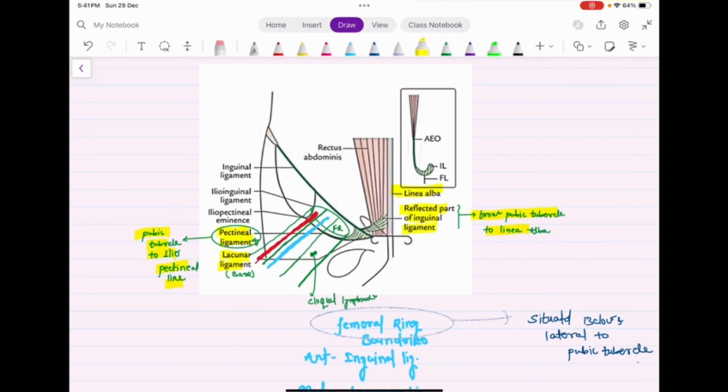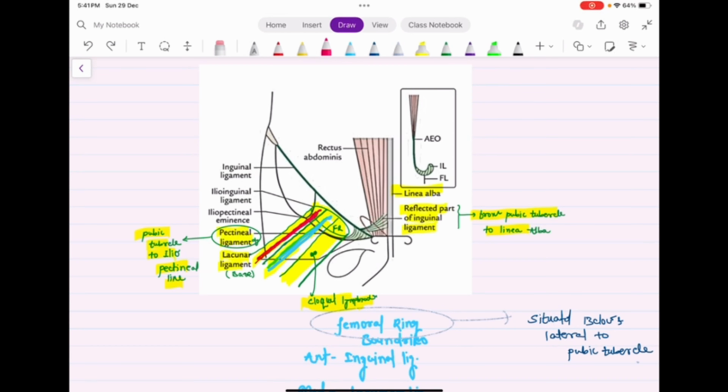See here, the important structure present here is known as the femoral sheath. This femoral sheath has three compartments: medial compartment, intermediate compartment, and lateral compartment. The medial compartment, or femoral canal, contains the Cloquet's lymph node. The Cloquet's lymph node is present in the medial compartment of the femoral sheath, and the intermediate compartment has the femoral vein, and the lateral compartment has the femoral artery.